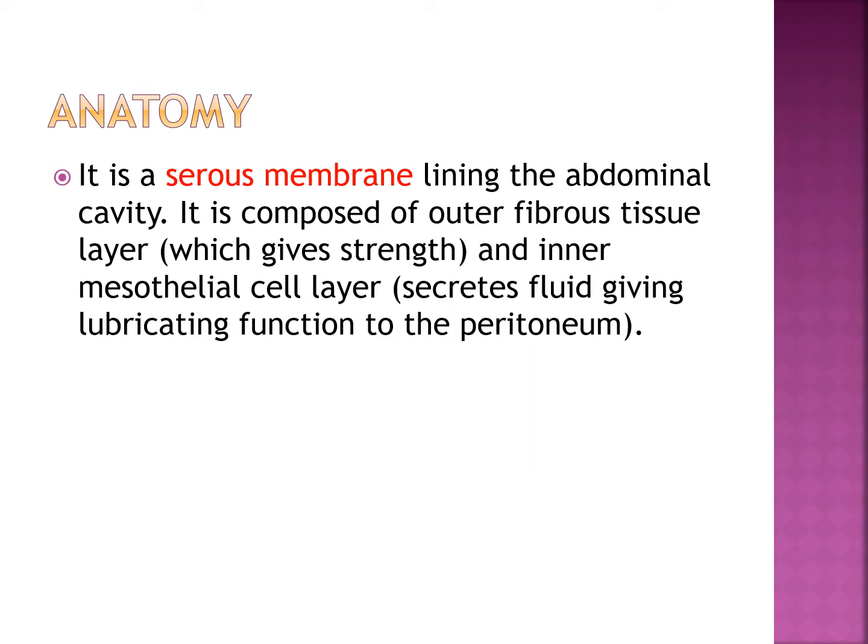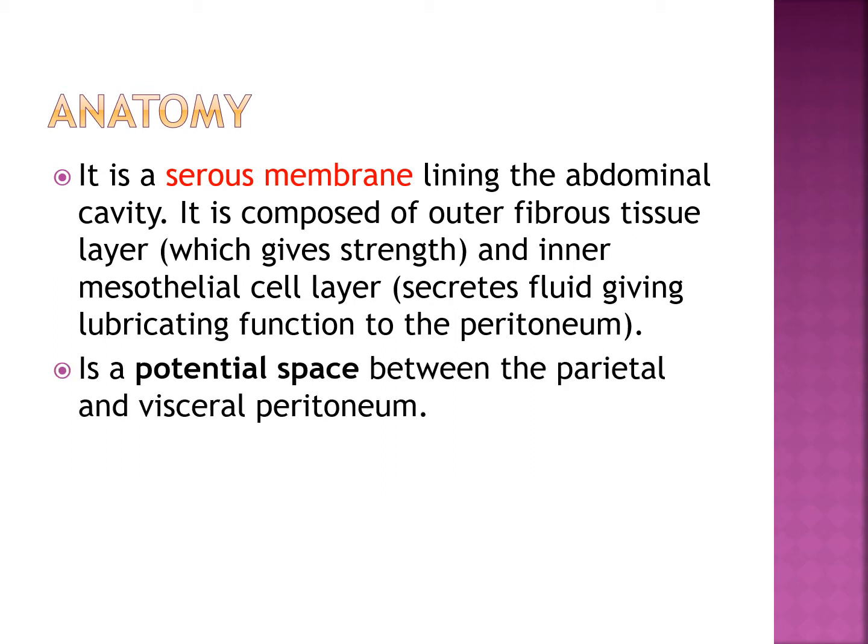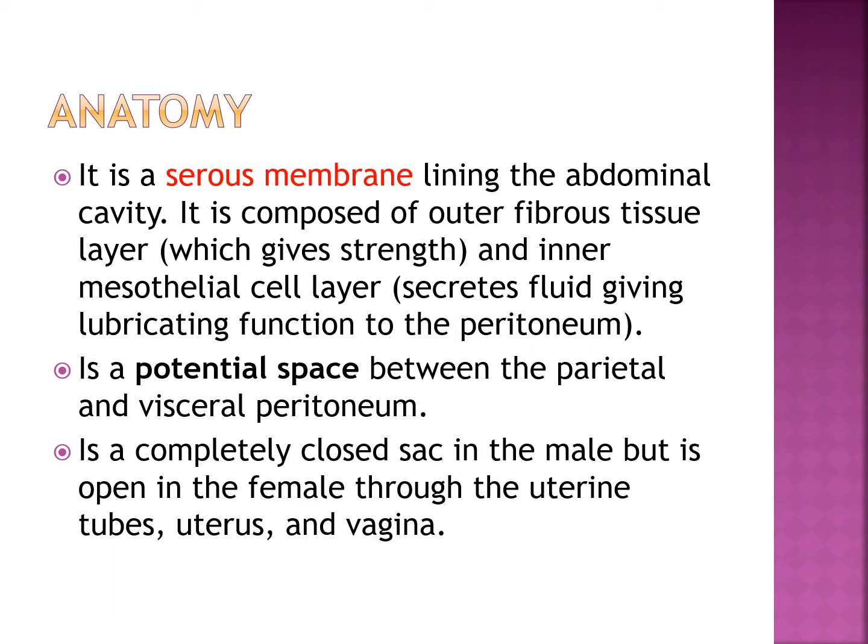And this peritoneum is divided into two parts: parietal and visceral peritoneum, as we will discuss later on. And the space between these two parts is a potential space named the peritoneal cavity. This space is completely closed in males, but in females it is connected to the outside through the uterine tubes, uterus, and vagina.